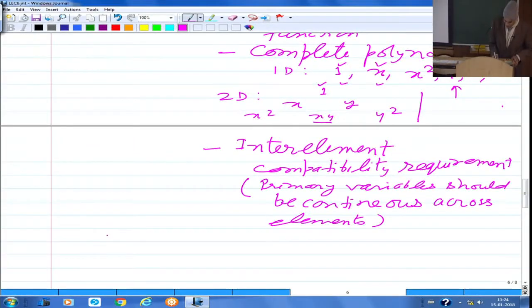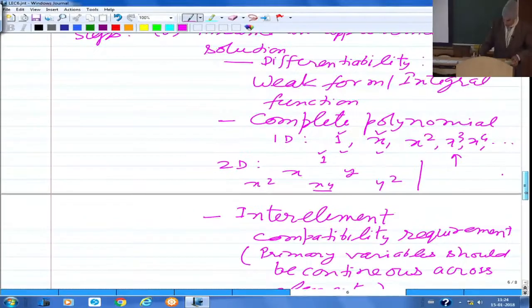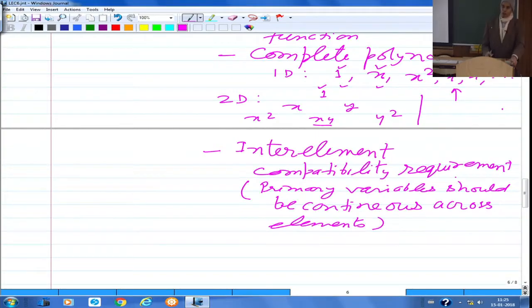Now, are all the 3 requirements clear? Differentiability: look at your weak form or integral functional, what is the highest order derivative? You have to assume an approximate solution which is differentiable up to that order. Then, if you are using polynomial, it must be a complete polynomial. Then next, you have to make sure that you have the terms which can represent the primary variables as degrees of freedom at the boundary nodes of the elements, and therefore you can ensure this continuity requirement of primary variables across the elements. That is known as inter-element compatibility.